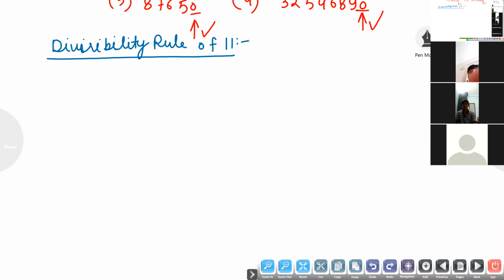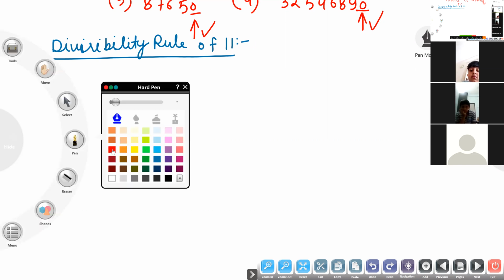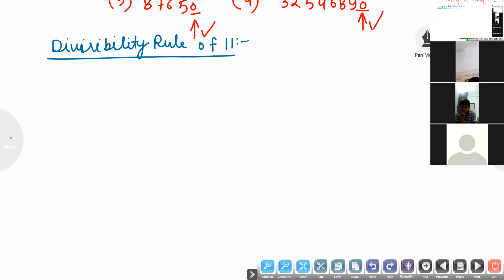Listen carefully everyone. All students stop writing. Concentrate here. What is this rule? If any question they have given, any number they have given, how to check whether the given number is divisible by 11 or not?